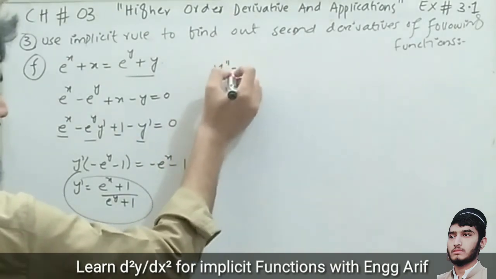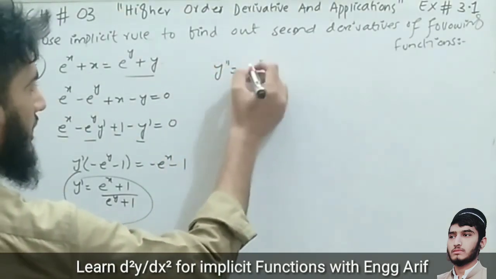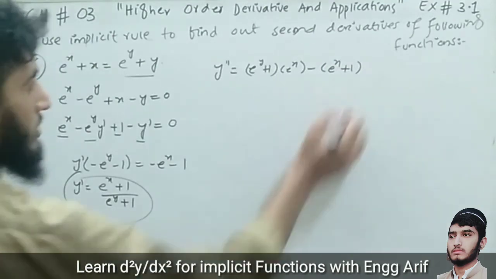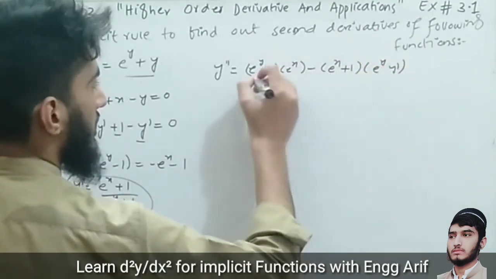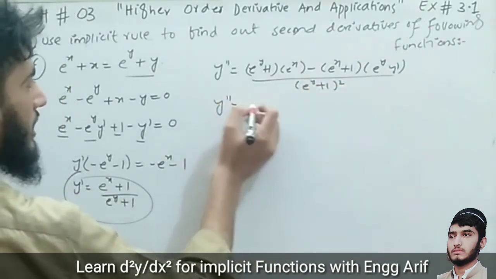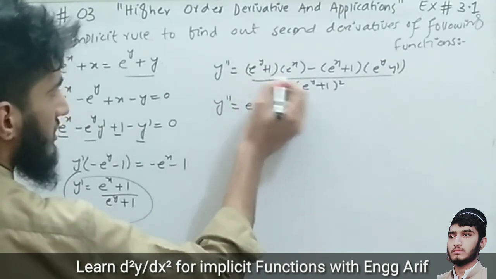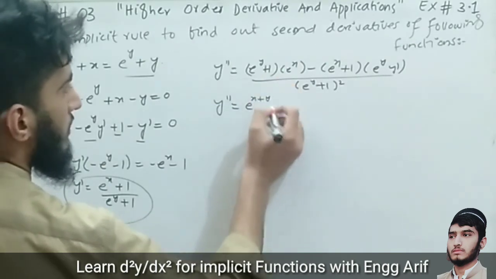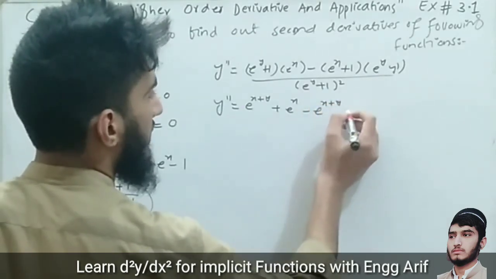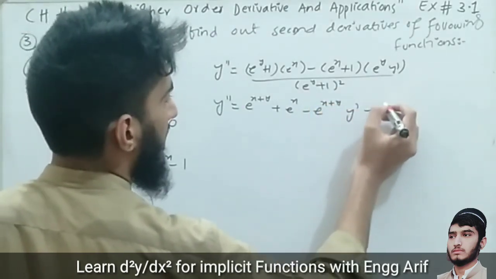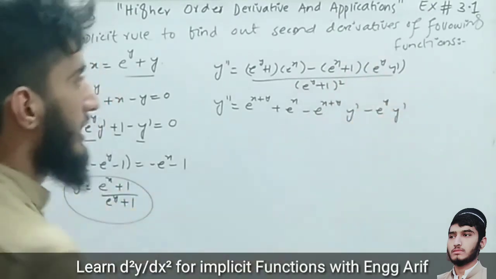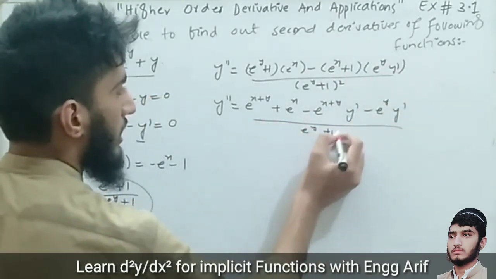For the second derivative, the second function is e power y plus 1. The derivative of this function is e power x minus this function e power x plus 1, and the derivative of this function is e power y y dash, divided by this function whole square, e power y plus 1 whole square. So our y double dash will be, the base being the same, e power x plus y plus e power x minus e power x plus y y dash and minus e power y y dash, all divided by e power y plus 1 whole square.